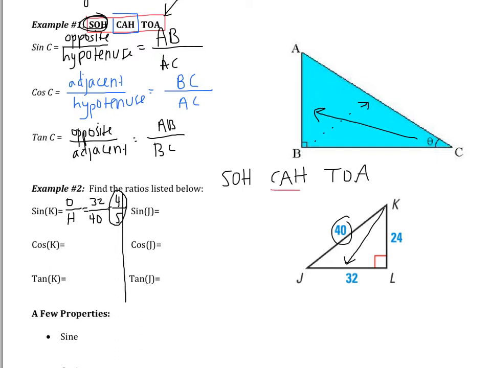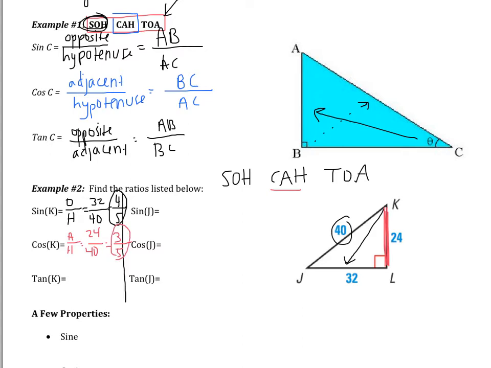Cosine goes with the CAH. That's adjacent over hypotenuse. Adjacent side is the side next to the K. That's not the hypotenuse. So in this case, it's right here, it's 24. And then the hypotenuse is 40. Same hypotenuse from above. Again, both are divisible by 8, so this becomes 3/5.